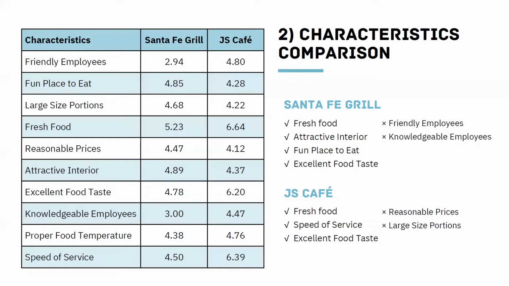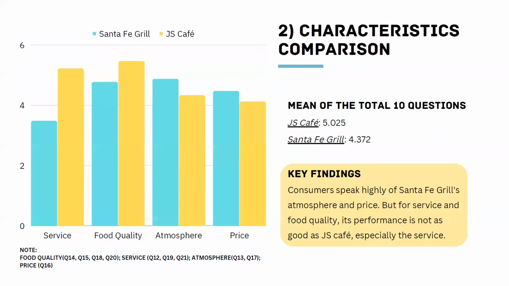On the other hand, JS Cafe was looked at for its fresh food, speed of service, and excellent food taste, which shows its strong points. Its weaker points were reasonable prices, which means that they did not offer reasonable prices, and the customers felt that the portions were not really large enough. And on the left hand side, we can see the means for the various characteristics for both the restaurants.